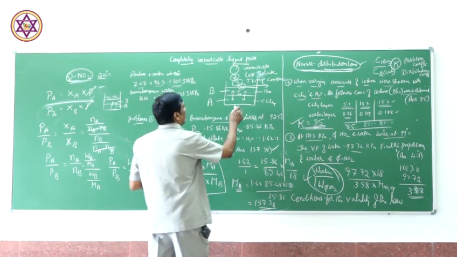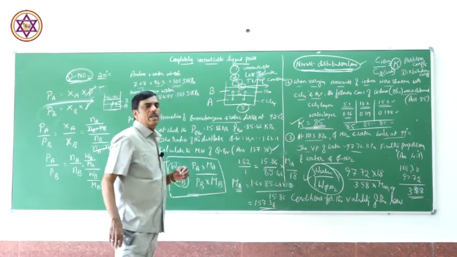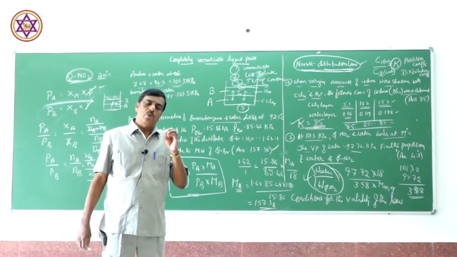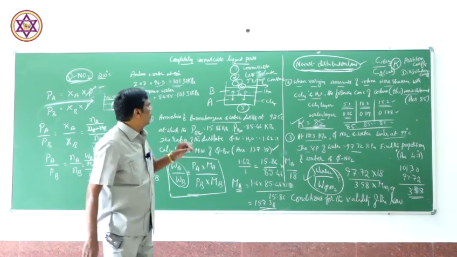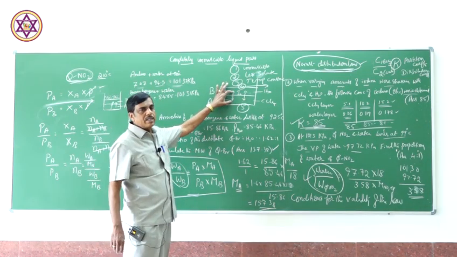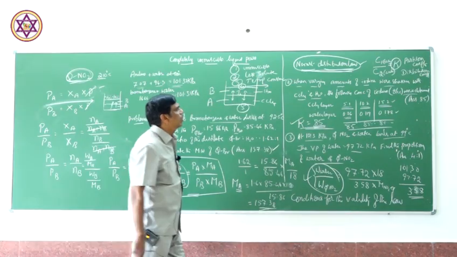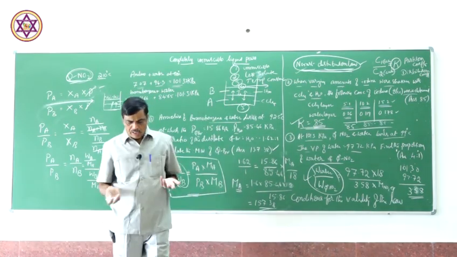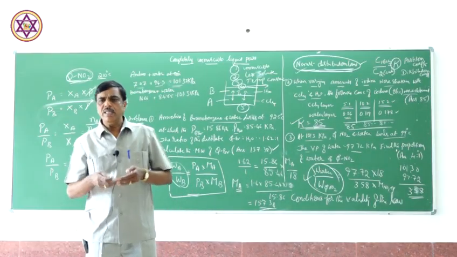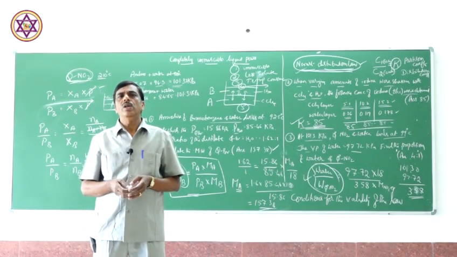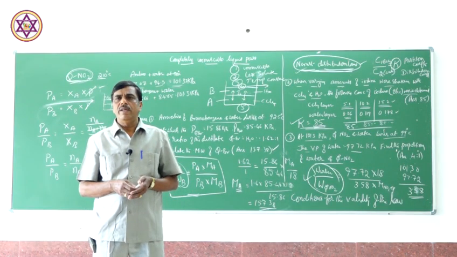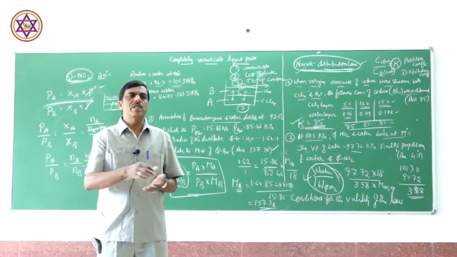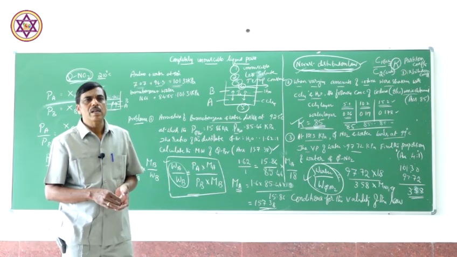And condition number 5 is that the solute should not react with any other component present in these layers. So these are the 5 conditions to obey Nernst distribution law. Now let us discuss what happens when there is association of the solute in one of the solvents and what happens when dissociation is there in one of the solvents.